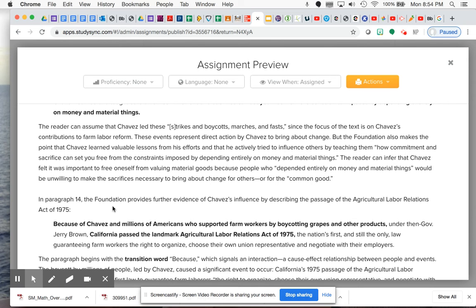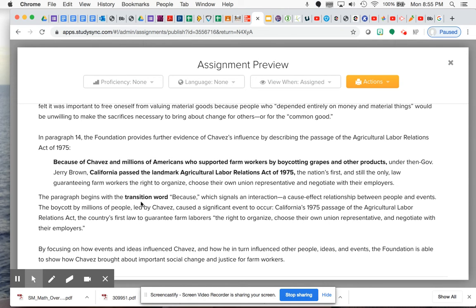In paragraph 14, the foundation provides further evidence of Chavez's influence by describing the passage of the Agricultural Labor Relations Act of 1975. "Because of Chavez and millions of Americans who supported farm workers by boycotting grapes and other products, under then Governor Jerry Brown, California passed the landmark Agricultural Labor Relations Act of 1975, the nation's first and still only law guaranteeing farm workers the right to organize, choose their own union representative, and negotiate with their employers."